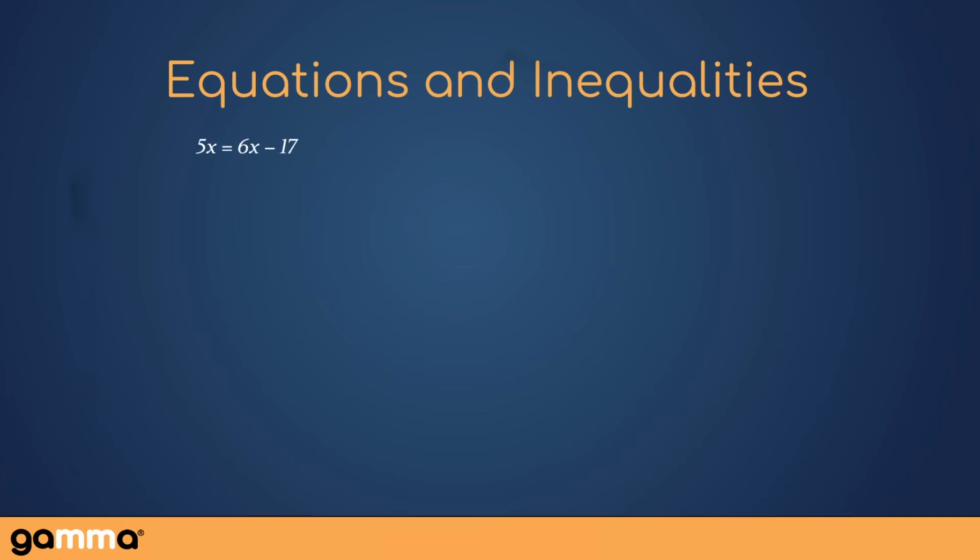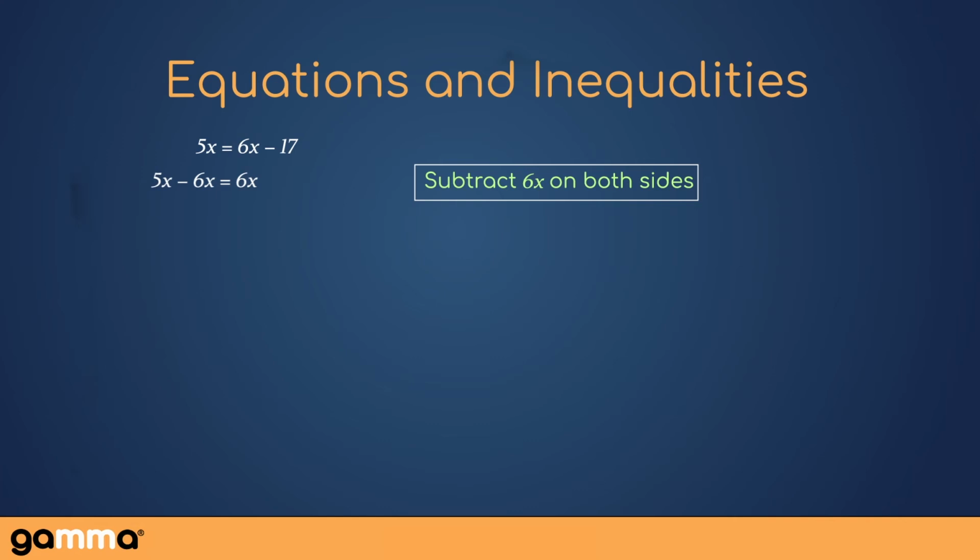And then from here, we remember that we need to get all of the x, the terms with the x on one side. So we need to get rid of the 6x from this side. So how do we do that? We need to subtract 6x on both sides. So we will have 5x minus 6x is equal to 6x minus 17 minus 6x. So 5x minus 6x is equal to minus x. 6x minus 6x, that will be 0, so we'll be left with minus 17.